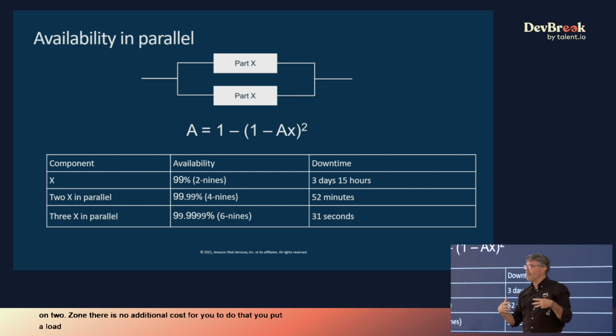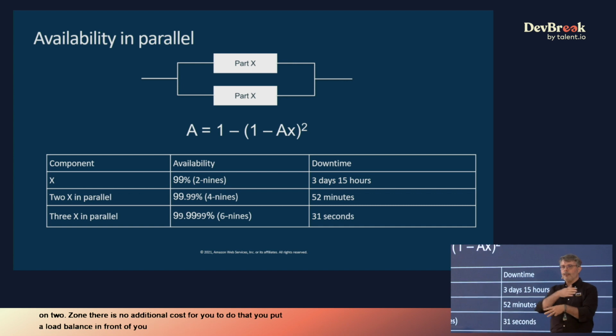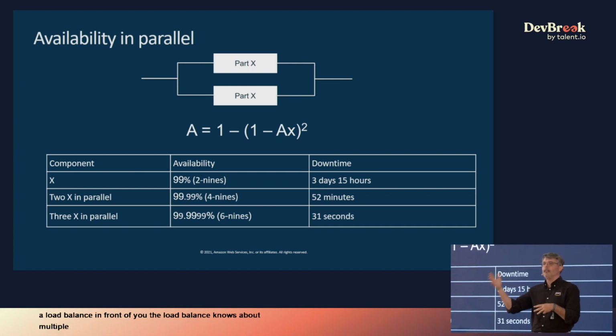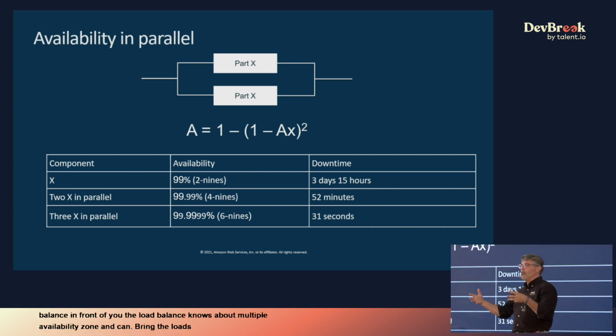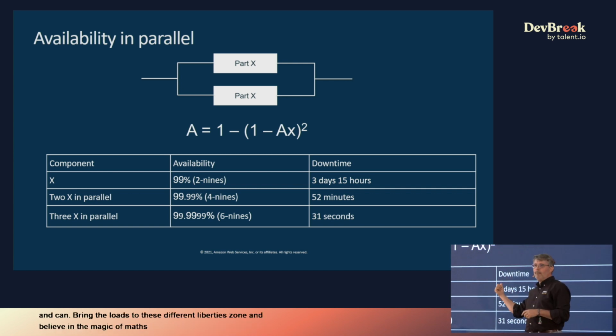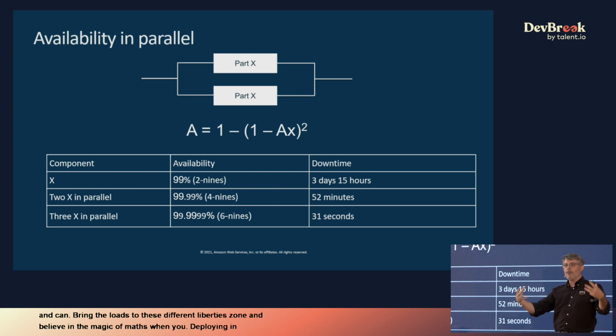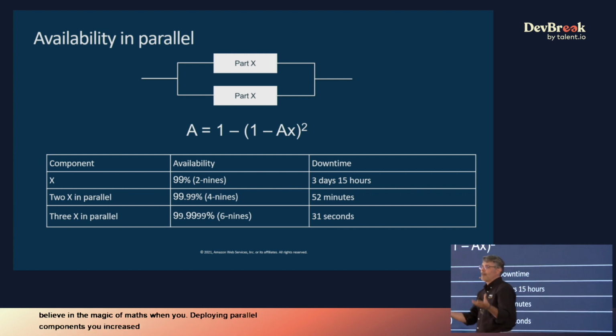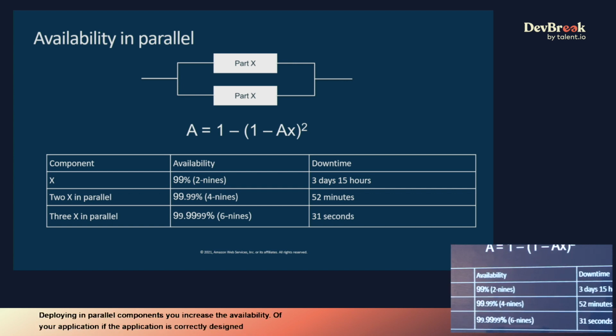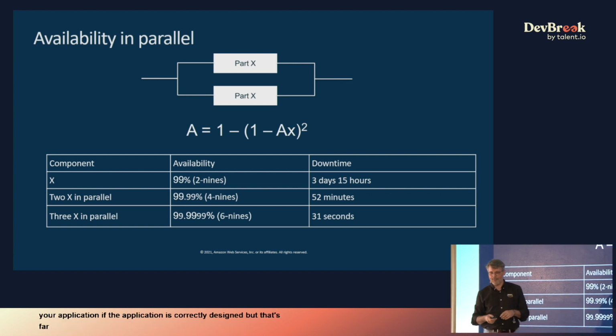You put a load balancer in front. The load balancer knows about multiple availability zones and can bring the load to these different availability zones. And believe in the magic of math. When you're deploying your components in parallel, you increase the availability of your application, if the application is correctly designed, but that's for the rest of this talk.